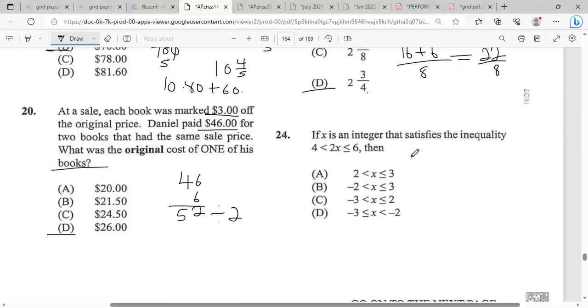All right, if x is an integer that satisfies the inequality, we know we are to divide everything by 2, right? So we get x standing alone. But look carefully at the sign. So this works out to 2 less than x, and for this one, it's less than or equal to 3. So it will be A. Look at them very carefully, all right?